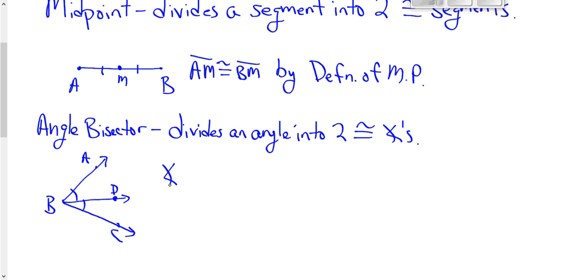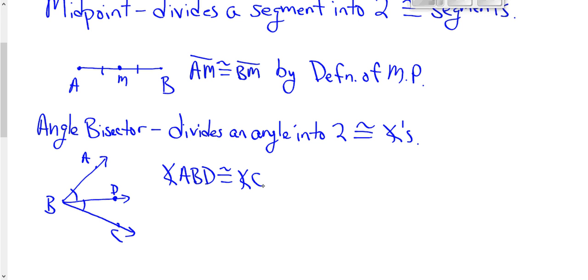Wait, stop right there. When you say angle B, which angle are you talking about? This one, or the whole thing? I want to use letters. There's three possibilities there. What do we have to use if there's a question? How many letters? Three, in our angle name. So what's this top angle? Angle ABD. Angle ABD is congruent to angle what?